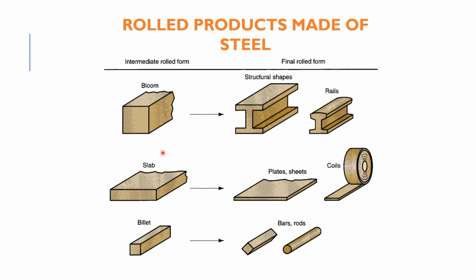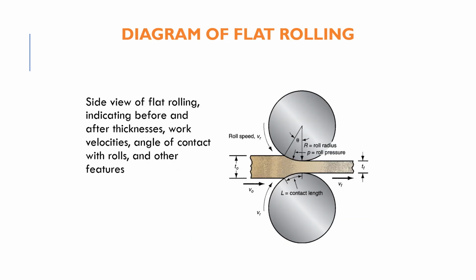The second one is slab. This rectangular slab can be reduced in terms of thickness, and it will become a plate or sheet or coil like this one. And for this one, it is a billet, so it can be reduced into a certain bar and rod after the finishing process.